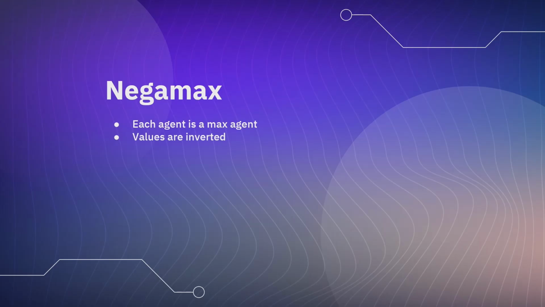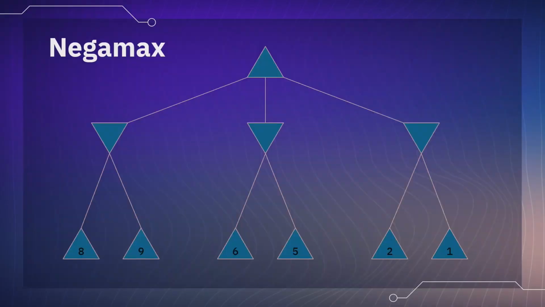In negamax, instead of having two agents, min and max, you just formulate the problem in terms of just one agent. So each agent is a max agent. And what you do with the value is you don't keep the same value from the other's perspective, you just invert the value. So if you come back to the same tree, then for the min nodes in the middle, instead of giving an 8, you invert the value to be -8. Then similarly for the other nodes.